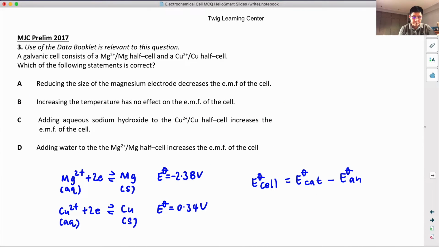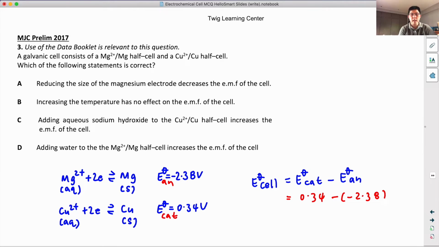Question 3. There's a galvanic cell which consists of magnesium 2 plus and magnesium, and copper 2 plus and copper. Which of the following statements is correct? I've written down the half equations over here. The more positive one is the cathode, and the more negative one is the anode. You can see from here E cell is going to be positive: 0.34 minus negative 2.3. But anyway, let's look at which of the following statements should be correct.